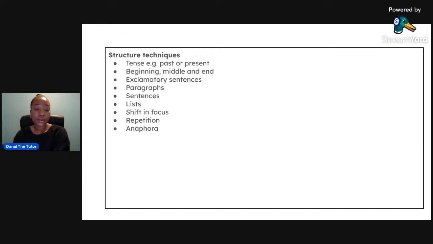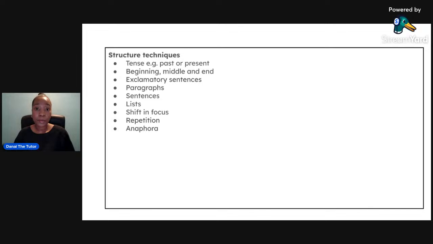The fourth bullet point: paragraphs. Short paragraphs, long paragraphs, what is the effect? Sentences: this can be whether the sentence is a short, simple sentence or a long, complex sentence. Lists, shifts in focus, which we've briefly covered, repetition, and anaphora.